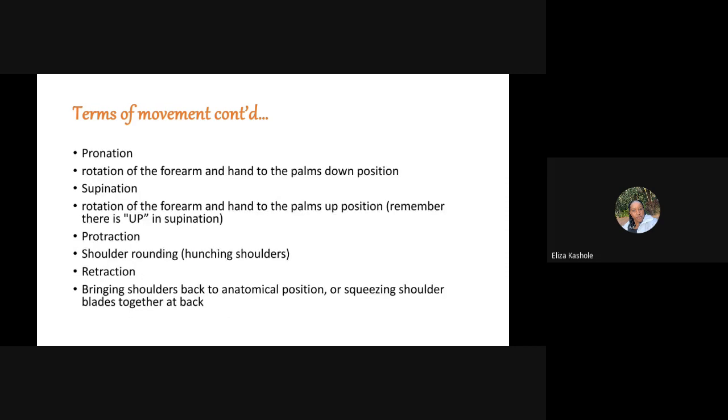Okay. So pronation and supination, there are two ways that we need to look at again here. Pronation is rotation of the forearm and the hand to the palms in down position. So you are going to extend your hand like that in anatomical position. That's for pronation. You're going to extend it first and then turn it down. That's the movement that we've made there.